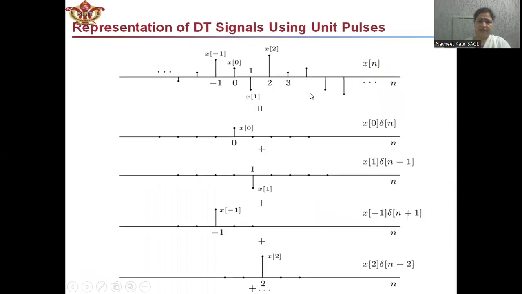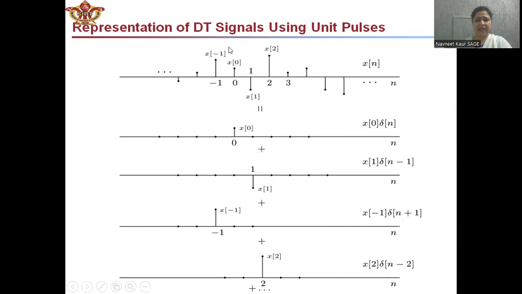Now, first thing is that any discrete time signal can be represented using impulses. Say I have a discrete time sequence x[n], which has samples at n equal to 0, 1, 2, 3, -1, -2, as shown in the diagram. Now, I can represent it as a sum of weighted and shifted impulses.